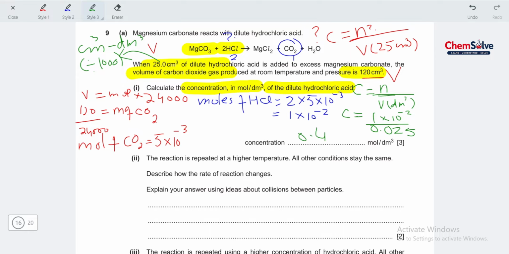So now our final answer would be 0.4 mole per dm³. And as you can see, there are 3 marks for this question. So part 1 of the question is this, part 2 of the question is this, and for the third mark, the part 3 of the question is this. And that's all. I hope it makes sense to you.